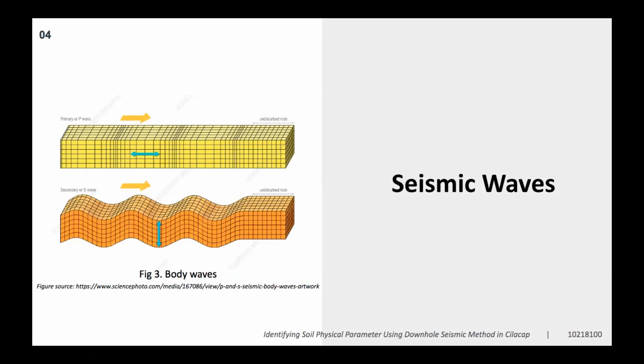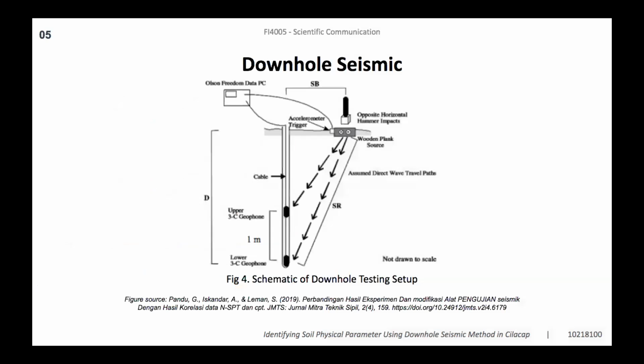Body waves are also related to the rock elasticity properties. So this is why we didn't use the surface waves, because they only travel at some Earth surfaces, not all Earth surfaces. And how does downhole seismic testing work?